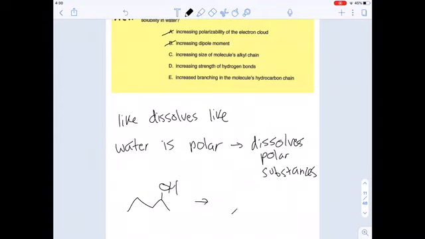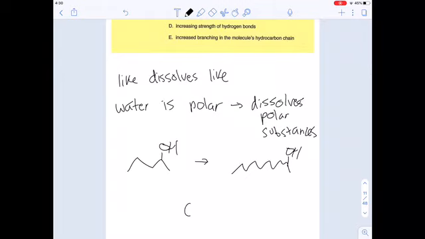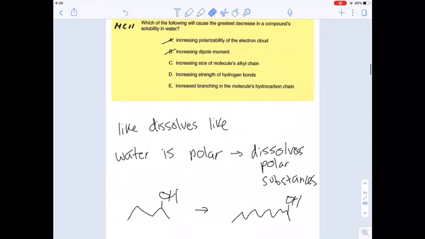Increasing the size of the molecule's alkyl chain. So what this is saying is that, say your molecule looked like this. If you increase the size of its alkyl chain, that means you're making it like this. You're adding a bunch more carbons. And carbons, because they're bonded to either another carbon or hydrogens, are generally non-polar. So if you're increasing the size of a molecule's alkyl chain, you're adding more non-polar atoms to a molecule. Therefore, you're making the overall molecule less polar. So the answer to multiple choice 11 is going to be C.